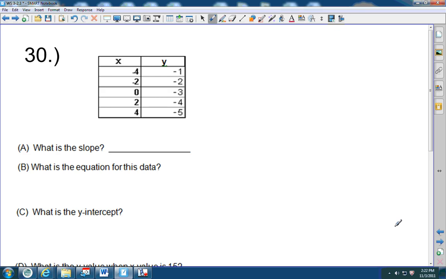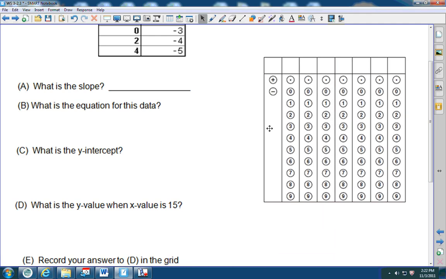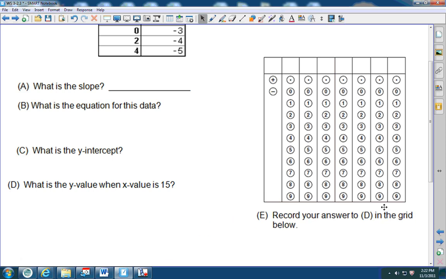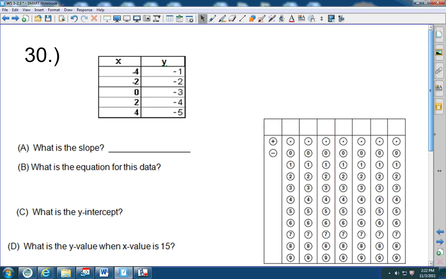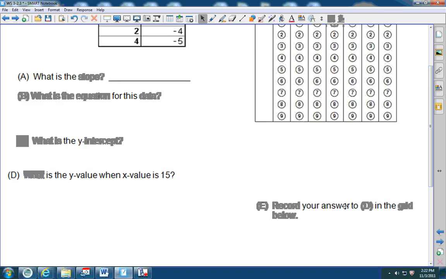All right, here's the next one. Okay, let's see if I can move some of these up here. Let's see if I can move this grid up. Okay. Getting closer. Let's try it again. Move them so we can see them all.